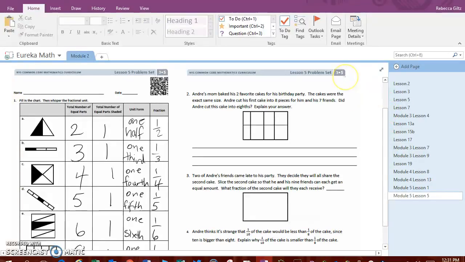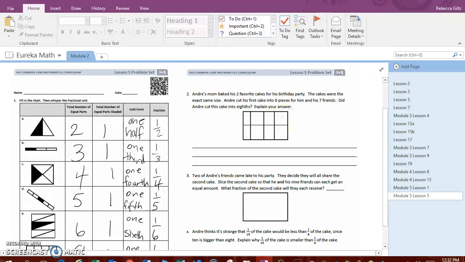All right. So number 2 says, Andre's mom baked his 2 favorite cakes for his birthday party. The cakes were the exact same size. Andre cut his first cake into 8 pieces for him and his 7 friends. Did Andre cut this cake into 8ths? Explain your answer. Well, if you look at this, there are 1, 2, 3, 4, 5, 6, 7, 8 pieces, but are these actually 8ths? And the answer to that would be no, because remember, with a fraction, you need equal pieces. These are definitely not equal, and when it's made on the computer like this, they should be able to make them equal if they want to.